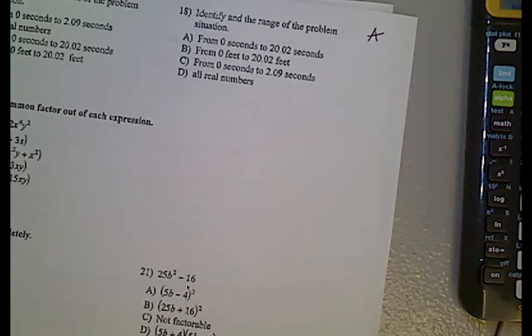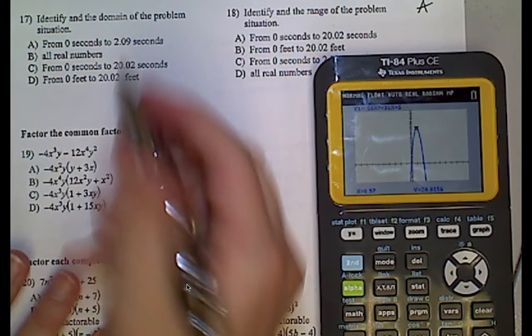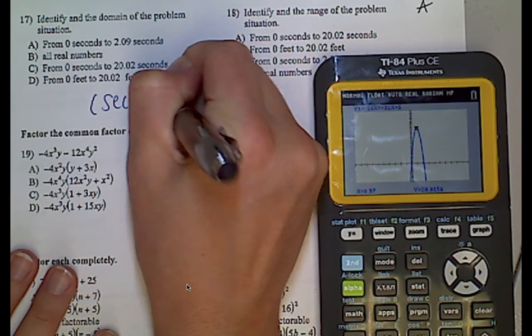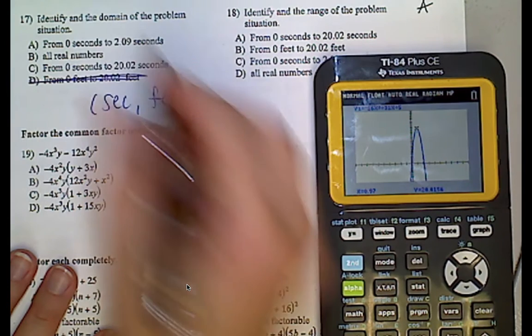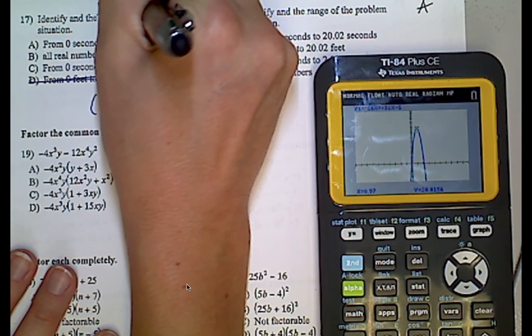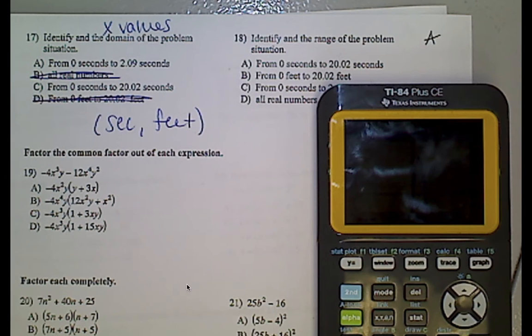All right, next page, looking right here, the domain. Okay, we got a picture in our graph right here, but we just went over this. The X value is seconds, and the Y value is going to be feet. So I'm going to automatically get rid of D because domain is my X values. Okay, and I'm going to get rid of all real numbers because I told you that if it's all real numbers, it only works if you're only given a graph.